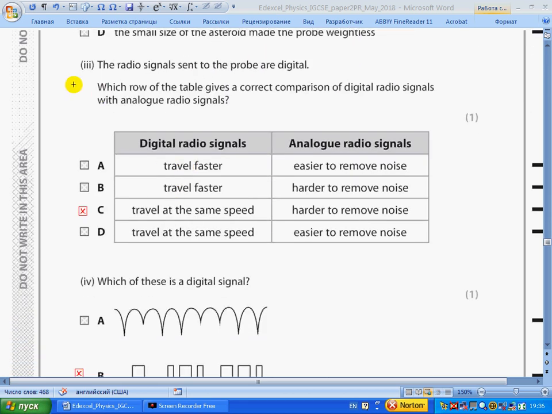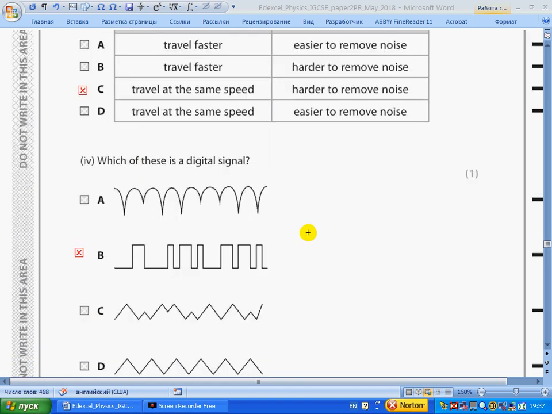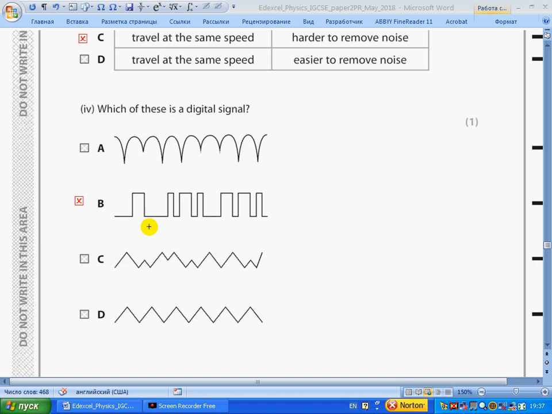3i. The radio signals sent to the probe are digital. Which row of the table gives a correct comparison of digital radio waves with analog radio waves? So the best answer is digital travels at the same speed, but analog is harder to remove. Which of these is a digital signal? A digital signal consists of steps, so the steps we see in B.